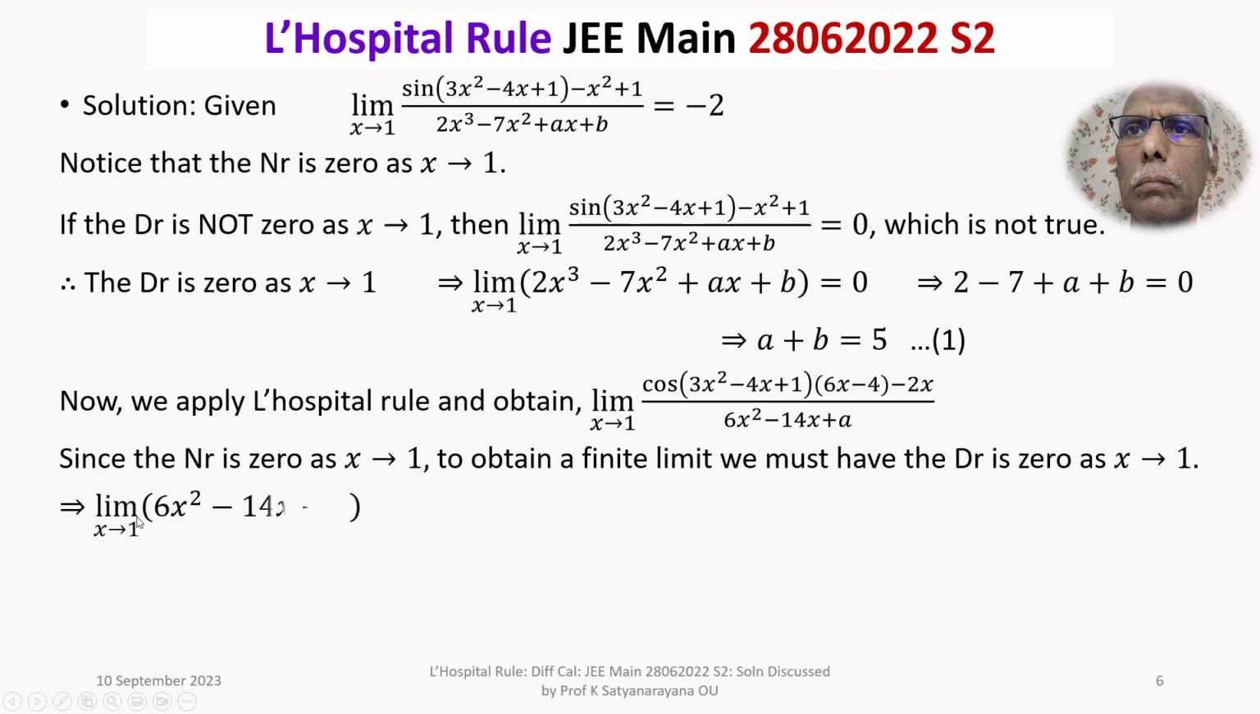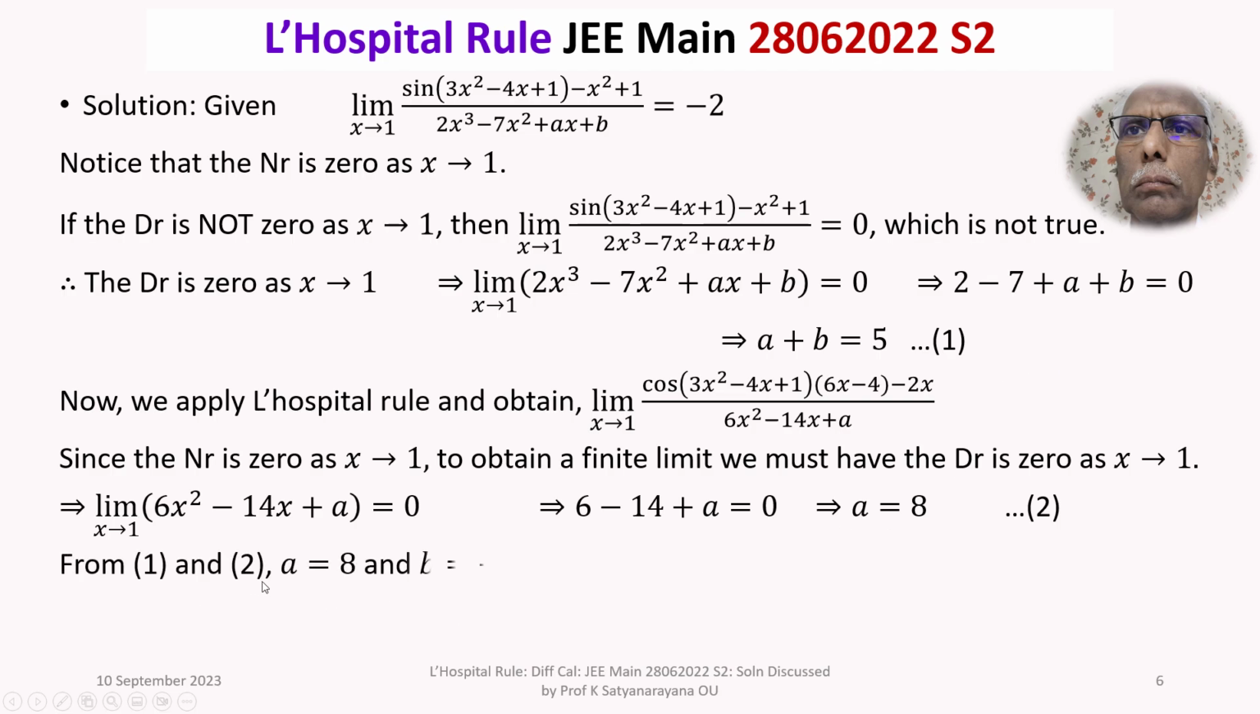This implies the limit of the denominator 6x² − 14x + a is equal to 0. Now applying the limit, we get 6 − 14 + a = 0. This implies a = 8. Let's call this relation 2. From relations 1 and 2, a is 8; substituting in relation 1, we get 8 + b = 5, so b will be −3.